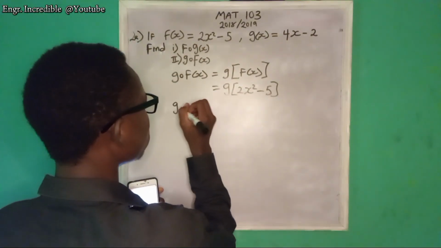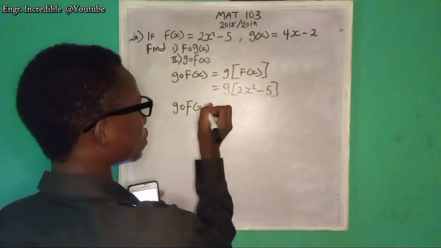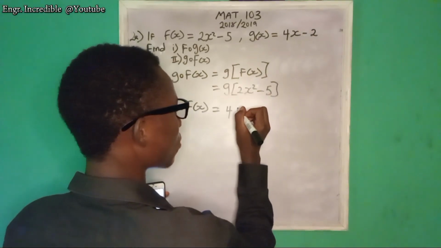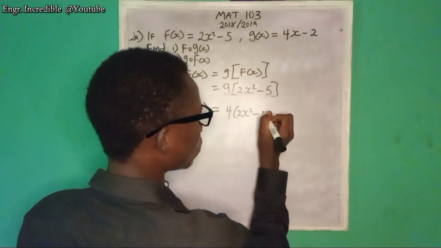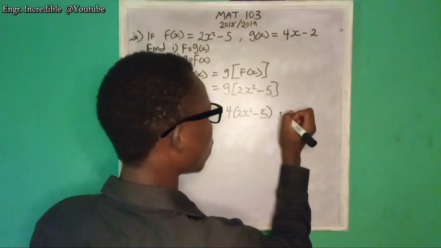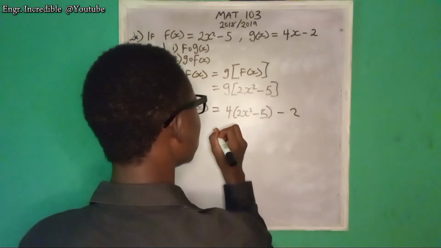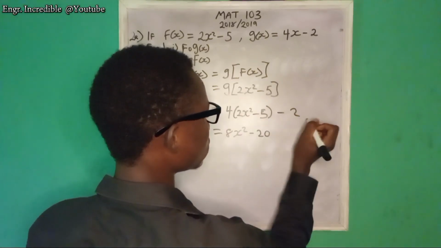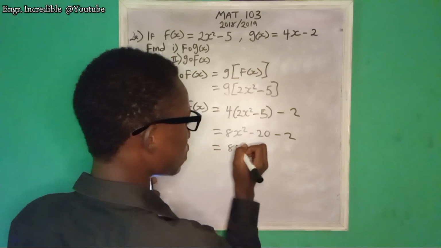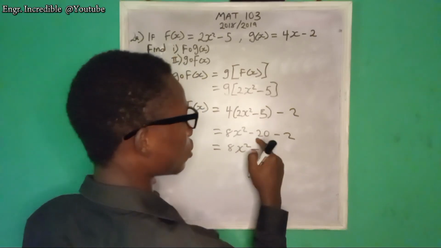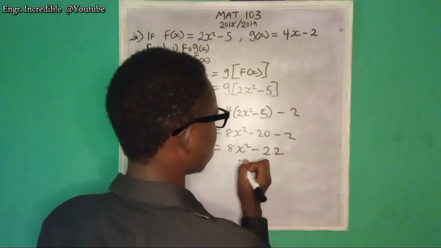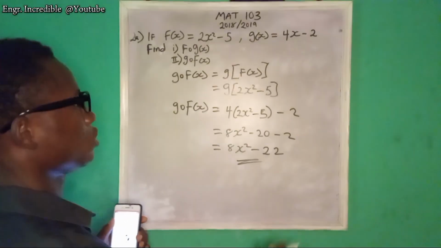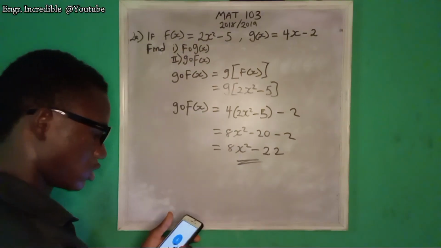So we have g o f of x is equal to 4, and where we have x, we replace it with 2x squared minus 5. We have 2x squared minus 5, then we have our minus 2 here. Expand it: 4 times 2x squared is 8x squared, 4 times minus 5 is minus 20, then we have minus 2. So our answer here is 8x squared minus 20 minus 2, that is minus 22. So right here, this is our final answer for finding g o f of x.